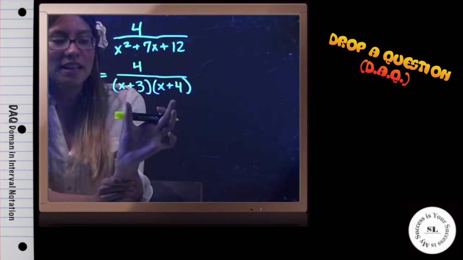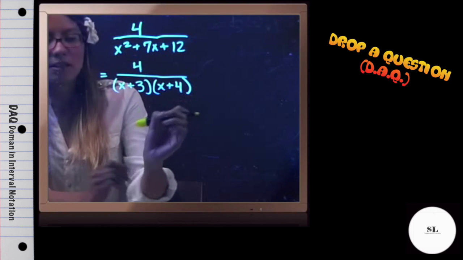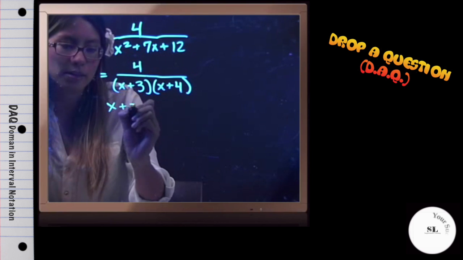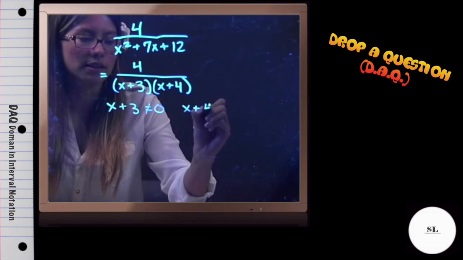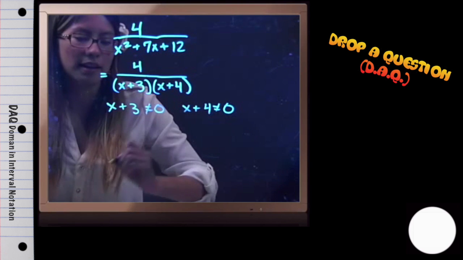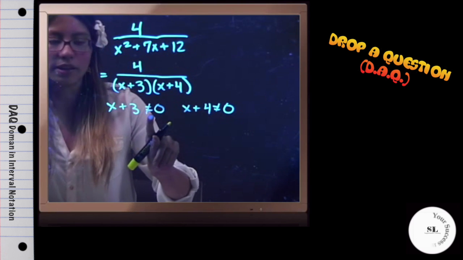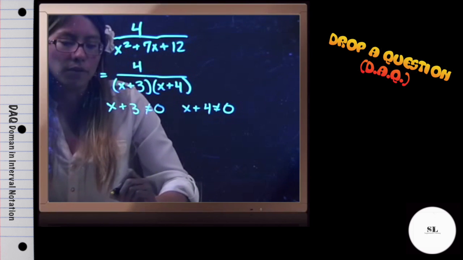So when finding the domain, when you have two groups in the denominator, you want to set each one not equal to 0. So x plus 3 is not equal to 0, and x plus 4 is not equal to 0. And then solve for x. And again, when you're having a not equal sign, just treat it the same as an equal. You can subtract, divide, multiply normally.